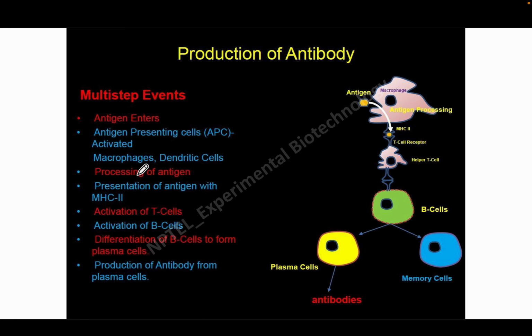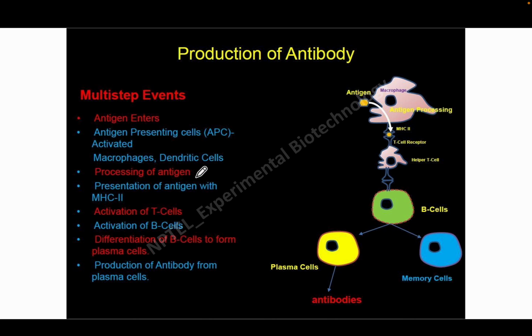Now this is a multi-step event. What happens? Antigen enters and comes in contact with antigen presenting cells. What do antigen presenting cells do? They present those antigens. They first sense the antigen, then engulf it, and then by the antigen processing mechanism they present protein fragments from the antigens to the other cells. Some antigen presenting cells are macrophages and dendritic cells.